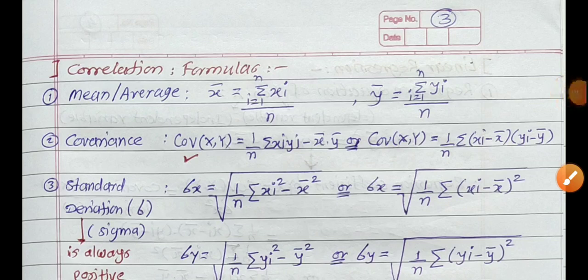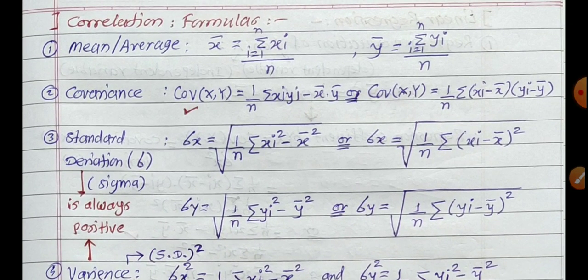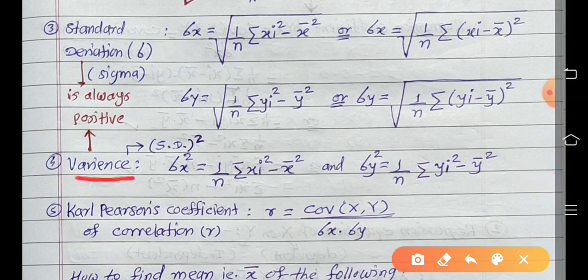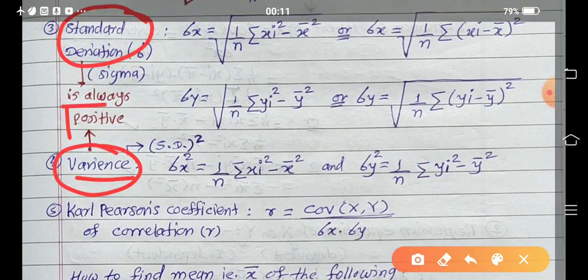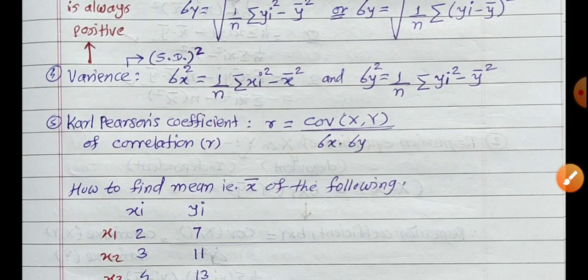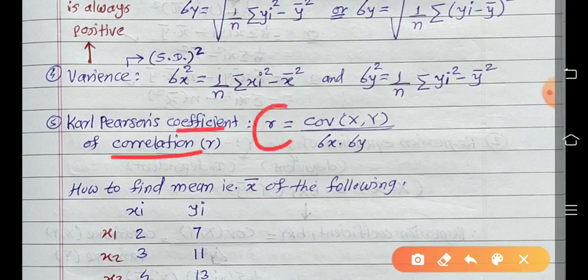Hello students. Last time we studied linear regression and started exercise 3.1, and we also learned the basic formulas. Which basic formulas did we learn last time? Check that. The first one is mean or average, then covariance, standard deviation indicated by the symbol sigma, then variance. Remember, standard deviation and variance always give a positive answer. Clear? Next, Karl Pearson coefficient of correlation, indicated by the symbol r.